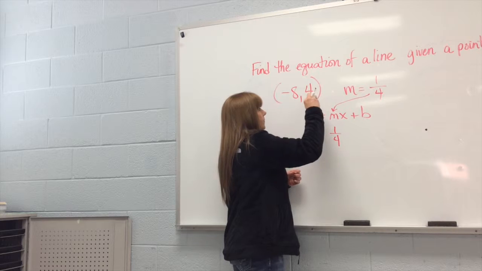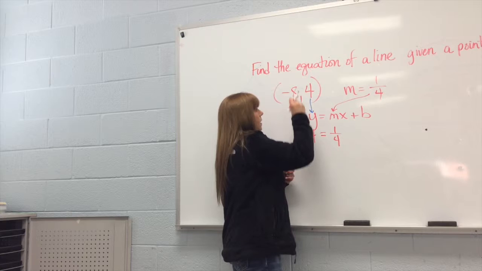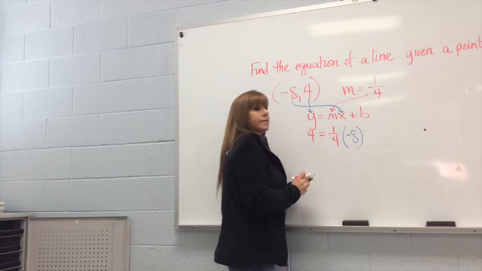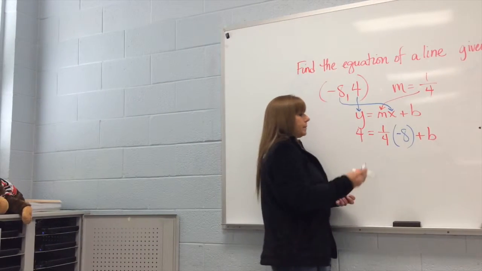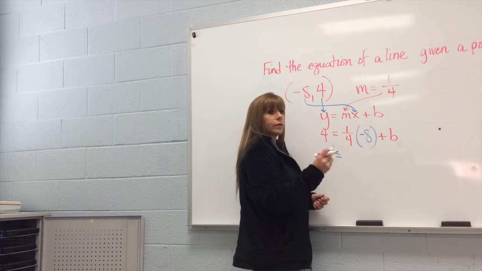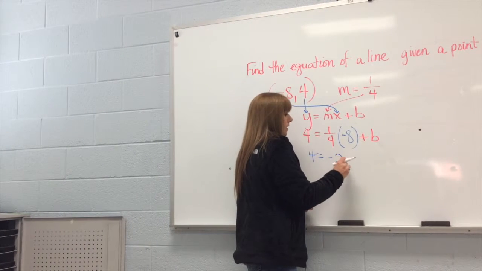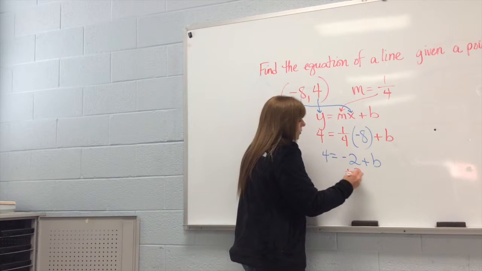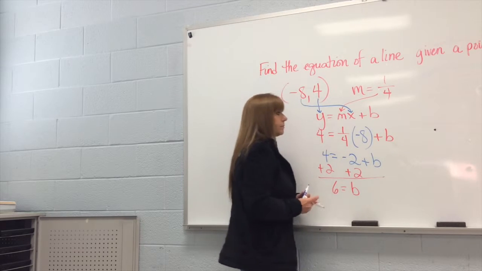I'm going to take this 4 and put that in for y. I'm going to take this -8 and put it in for x. Keep it in parentheses so you don't lose it. And again, I'm going to solve for b. Well, 1/4 of a -8, or -8 divided by 4, is -2. To get the b by itself, I'm going to add 2 to both sides, and I get b is 6.